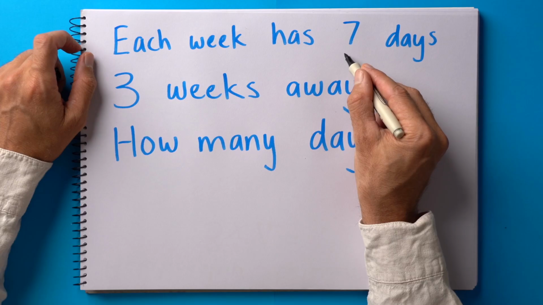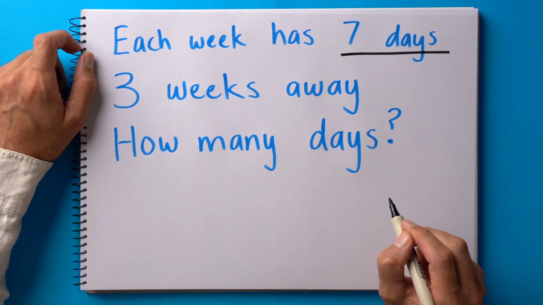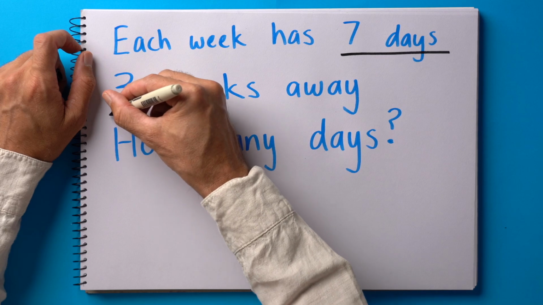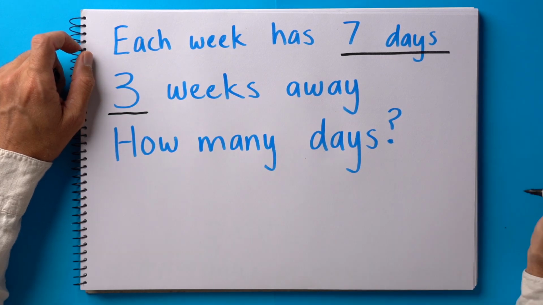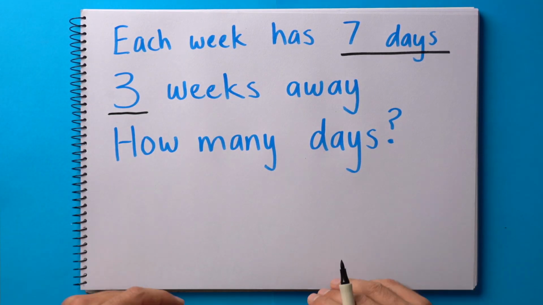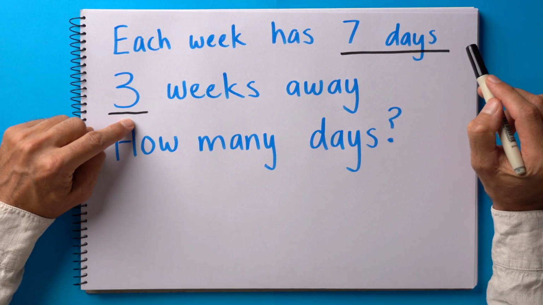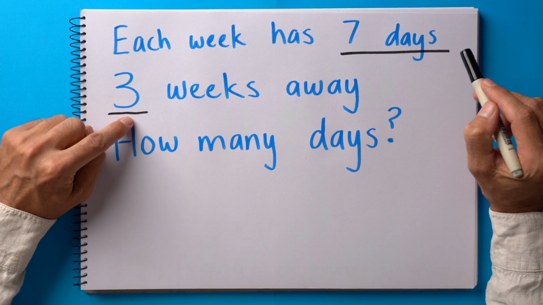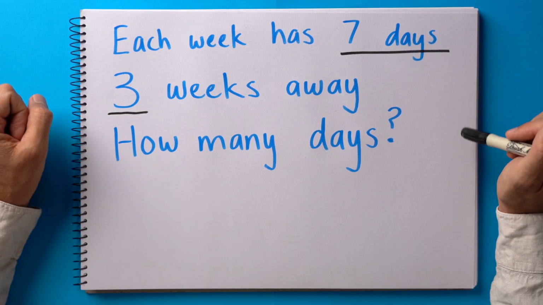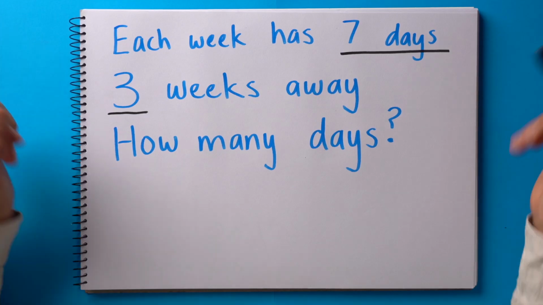We know that each week has the same number of days. It has 7 days. And we know that it's 3 weeks away. We've got 3 groups of 7. We know each week has 7 days, and we want to work out how many days are in 3 groups of 7 days. Since all the weeks have the same number of days, we can use multiplication.